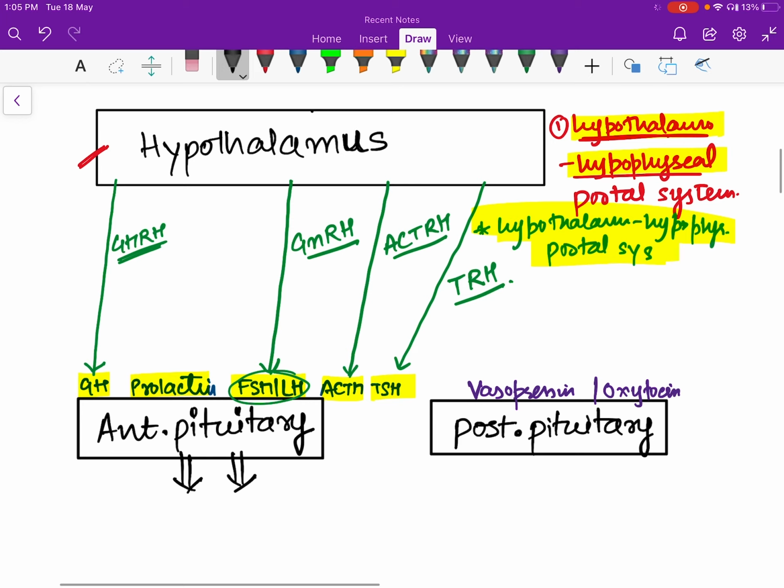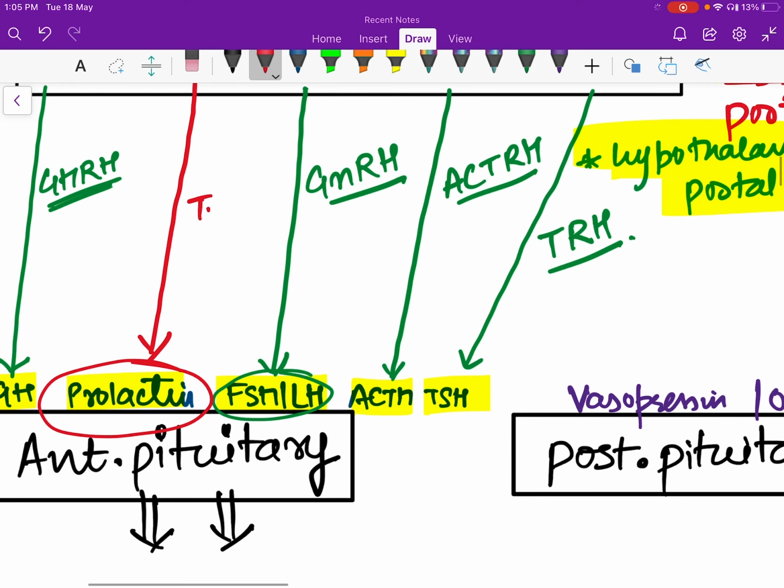Now, there is another connection between hypothalamus and anterior pituitary, but it controls the release of the hormone called prolactin. This is called the tubuloinfundibular pathway.